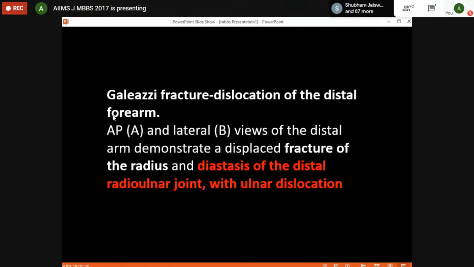Right, so Galeazzi fracture dislocation of the distal forearm. Basically here you can see diastasis of the radioulnar joint with ulnar dislocation.